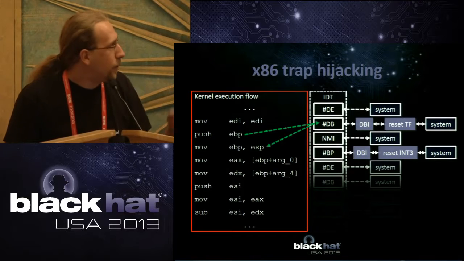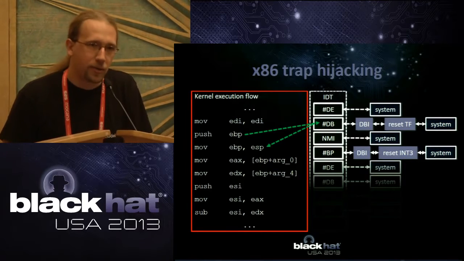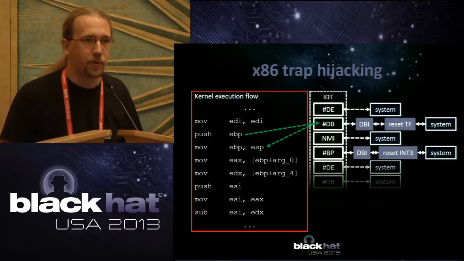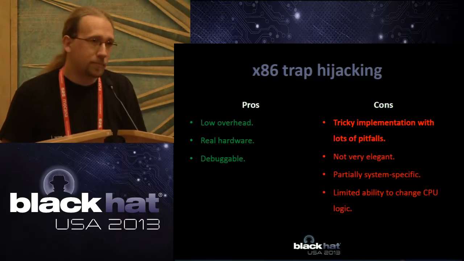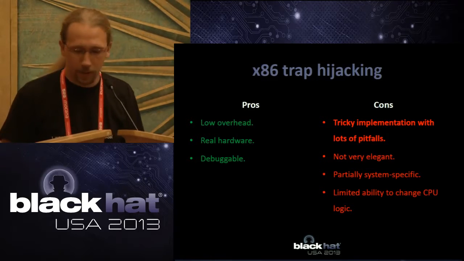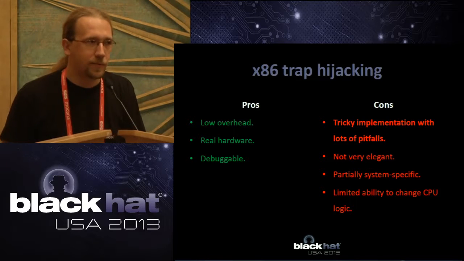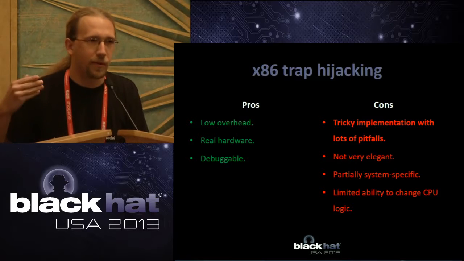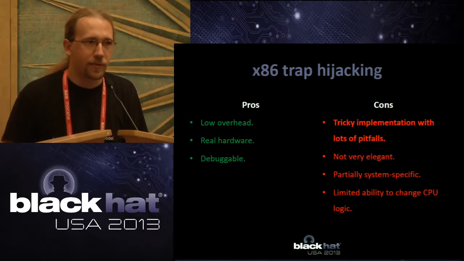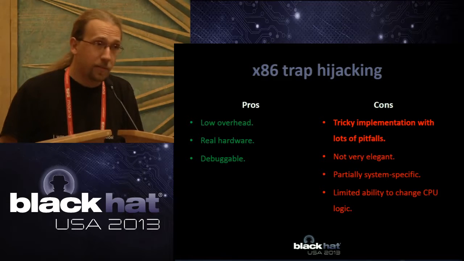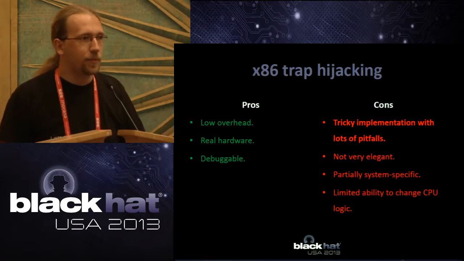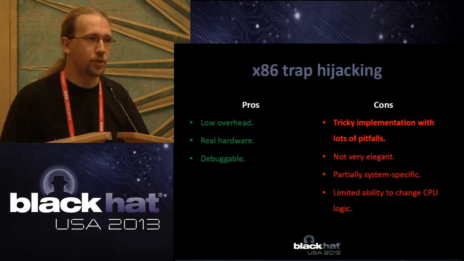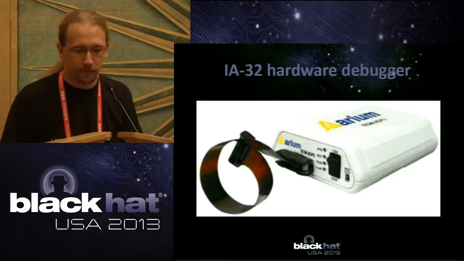Another approach would be using x86 trap hijacking. This is the method that SoftICE uses, if you know SoftICE. It has a pretty low overhead. It still allows you to test real hardware, and it's pretty debuggable. However, it also is tricky to implement, because if you have ever written an implementation for x86 traps, there are some things you need to handle properly. It might not be very elegant, and it might be a little system specific. And it's also still limited to what the CPU allows you to do, to what traps and exceptions it actually issues, and what it allows you to set.